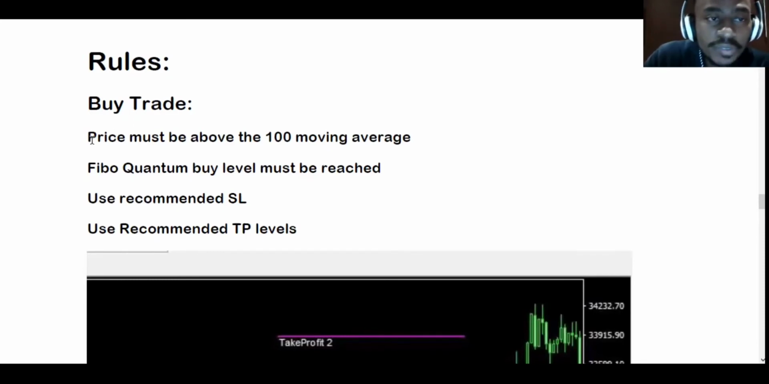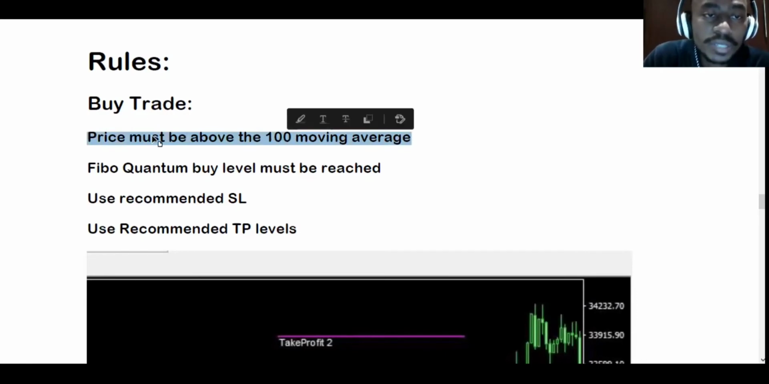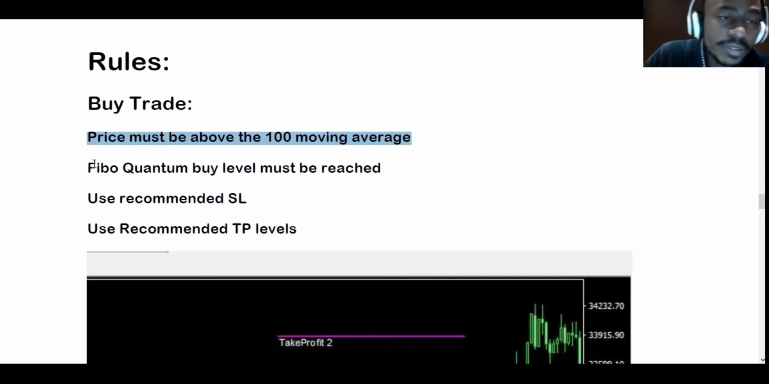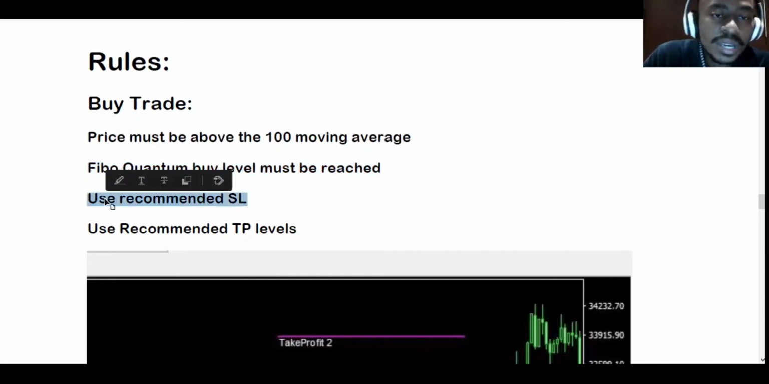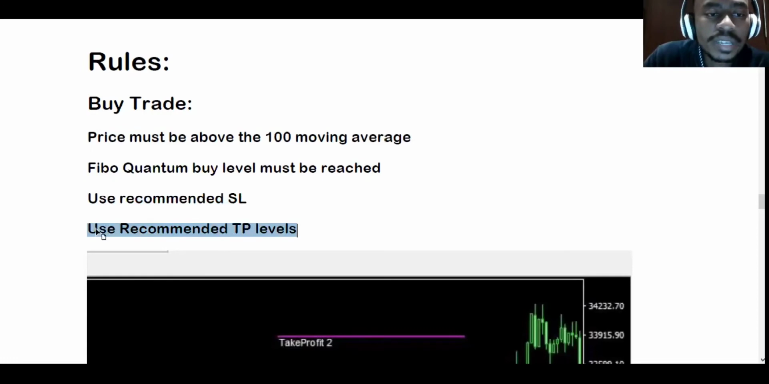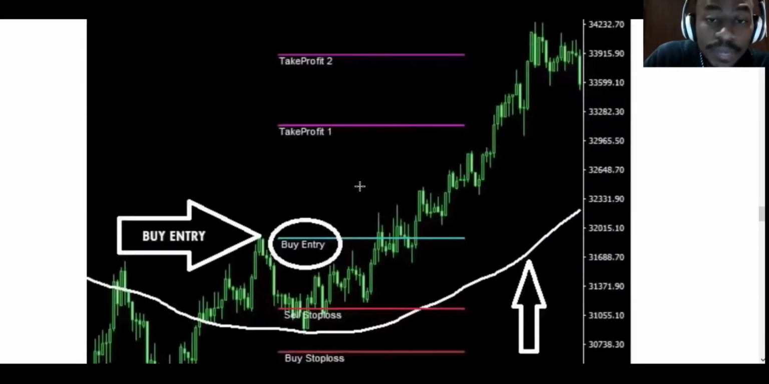If we are looking to buy the market, the first thing is the price must be above the 100-period simple moving average for us to open a buy trade. If the price is above the 100 and it's showing a sell entry, we don't take that trade. We only take the buy trades above the 100-period simple moving average. Then the buy level must be reached, and the system gives you a recommended stop loss and recommended take profit level. Let's look at the image right there.